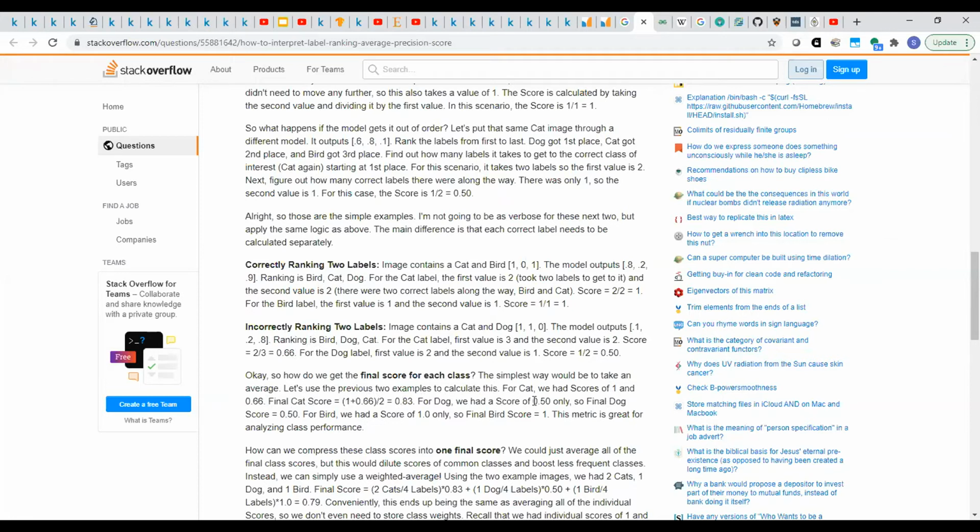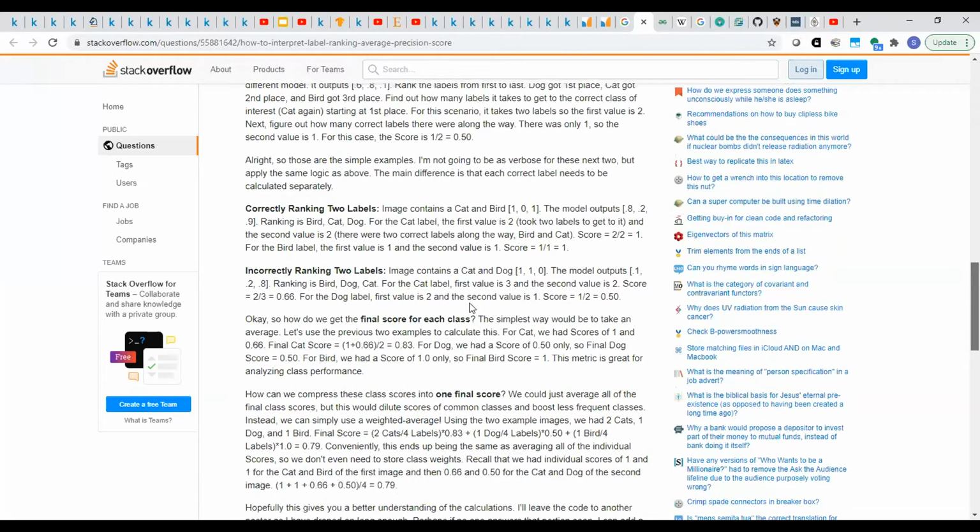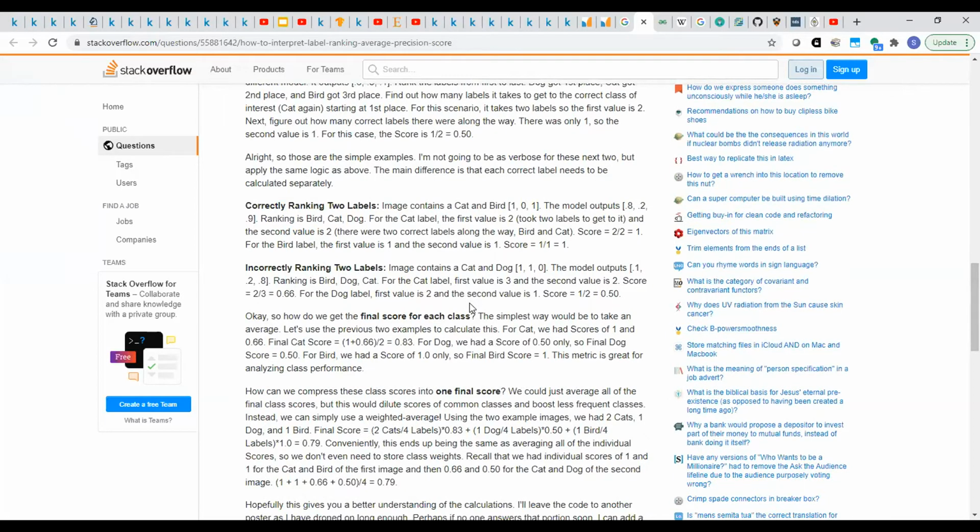Now for dog, 0.5. So final dog score is 0.5 because there's just one instance, if you will, of the dog between these two samples. For bird, again, 1. So the final bird score is 1. Now, the metric is great for analyzing class performance, but this is per class. But what if we want a metric for how good the model is across all the classes, right? That's kind of what we want. So we want to compress it into one final score.